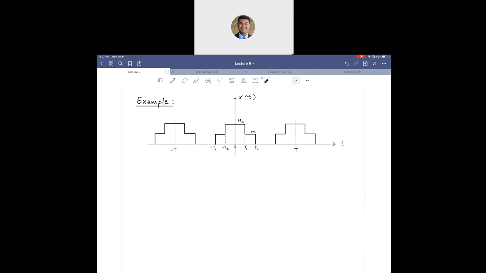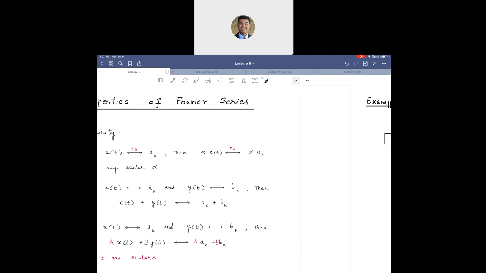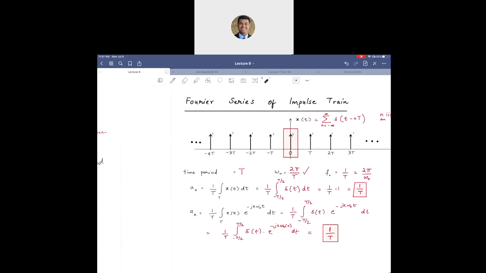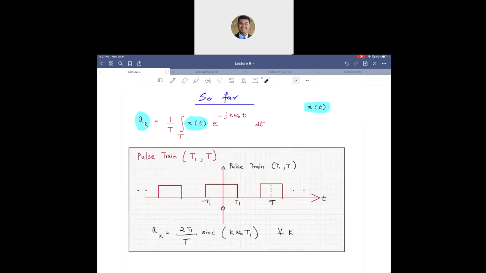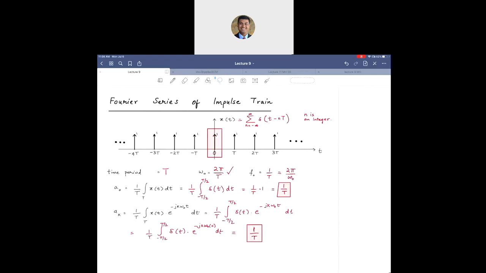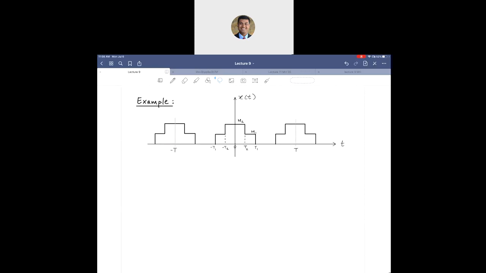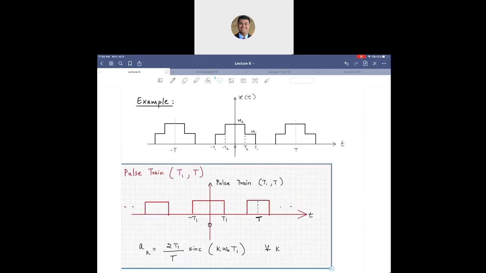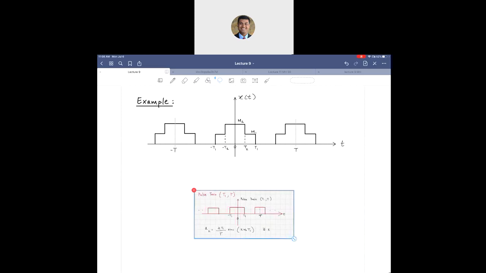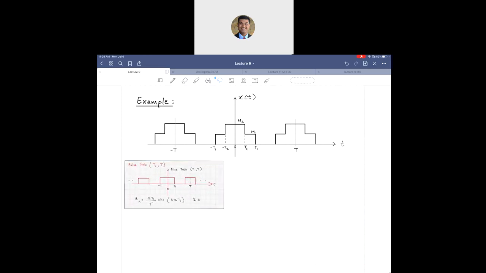But apart from linearity, I would have to use a reference result, and the reference result that I'm referring to is this. I'm going to copy paste this here so that I have it handy. This is the Fourier series coefficients of the pulse train. That's my reference result.